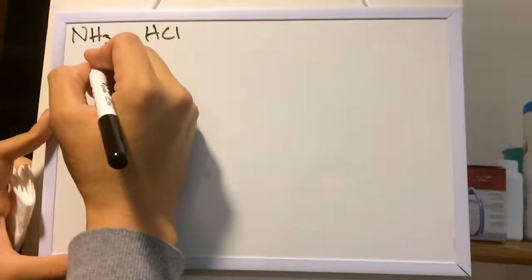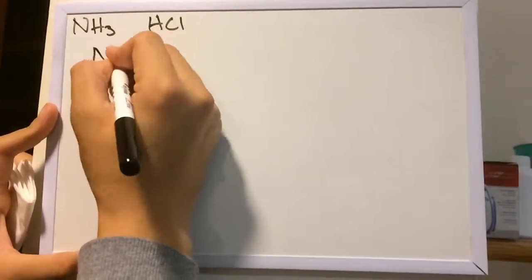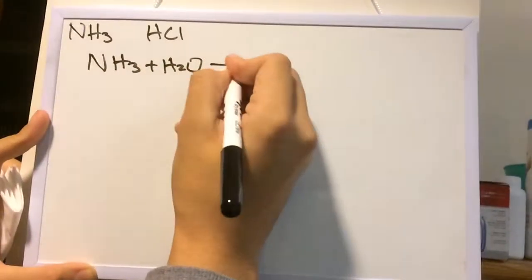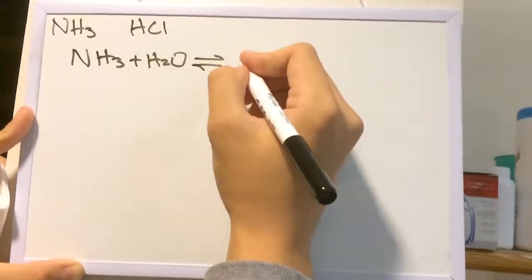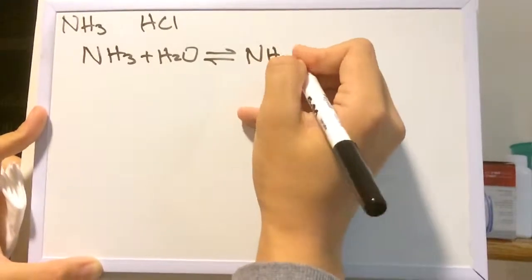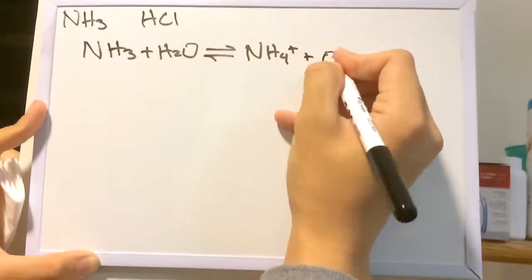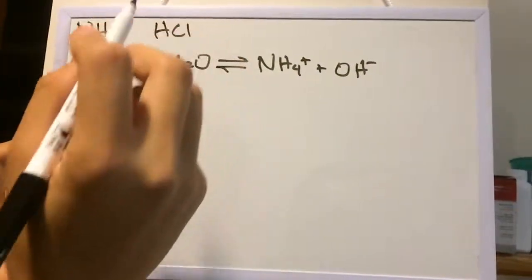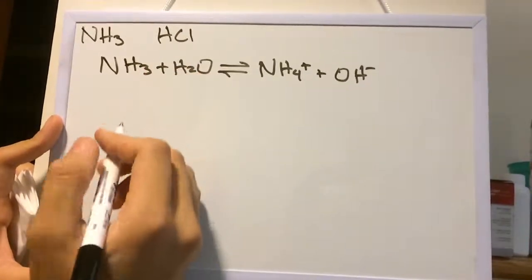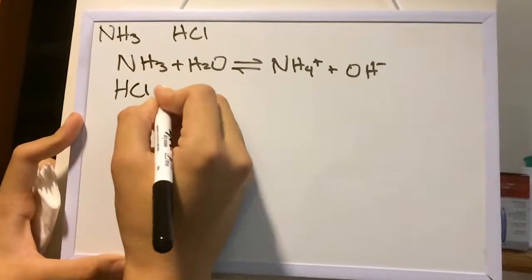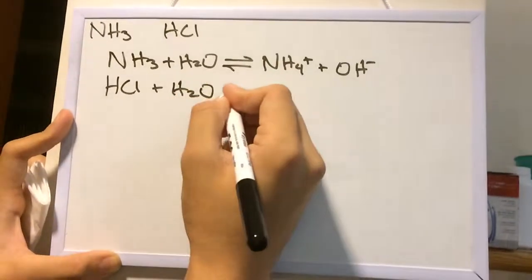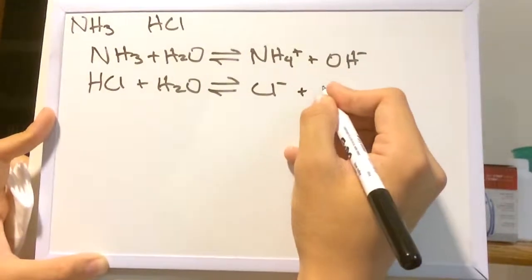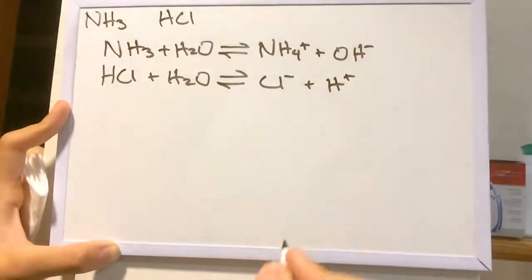So to observe, we will show the reaction of NH3 inside a solution. Ammonia forms ammonium and hydroxide ions. And now we will observe what hydrochloric acid does in solution. It forms a chloride ion and creates hydronium ions.